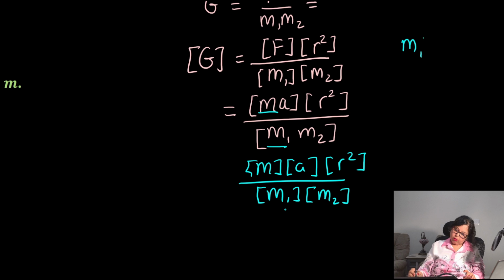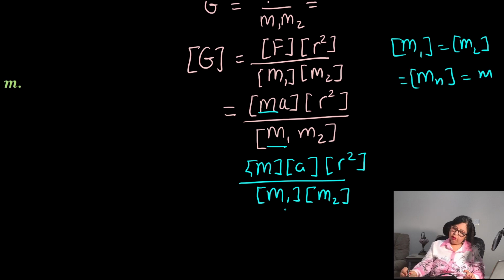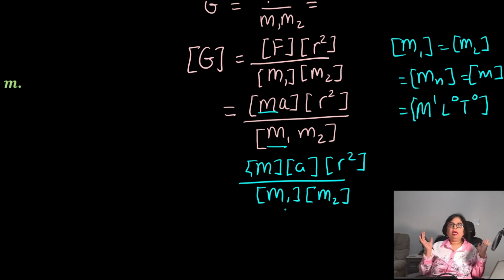The dimensions of m1, m2, any mn is same as m. It's just m to the power 1. This is m1 L0 T0. That's all it is. So if we understand that, we can right away cancel out this m with one of the m's at the bottom.